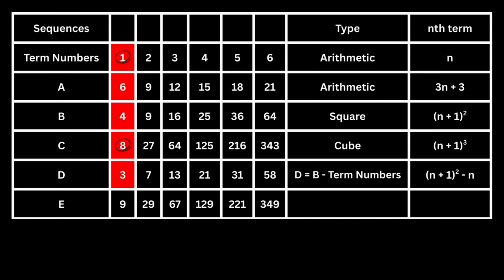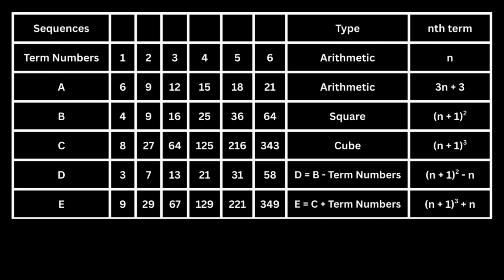8 plus 1 equals 9. 27 plus 2 equals 29. 64 plus 3 equals 67. 125 plus 4 equals 129. 216 plus 5 equals 221. 343 plus 6 equals 349. See how easy it becomes once you know what to look for? Now, we will also do the same for the nth term. We add (n plus 1) whole cubed with n, and our formula for the nth term will become (n plus 1) whole cubed plus n.